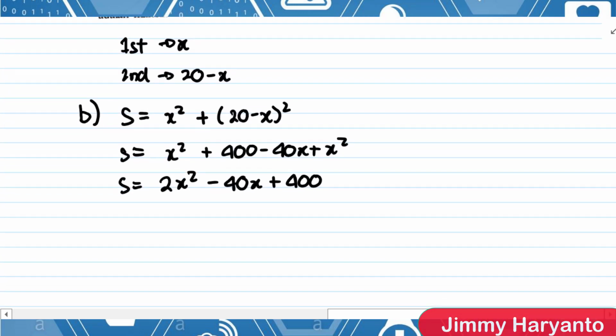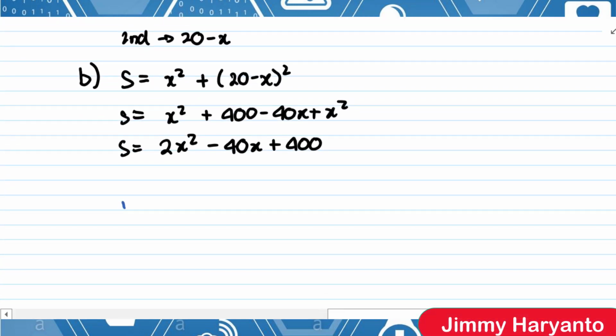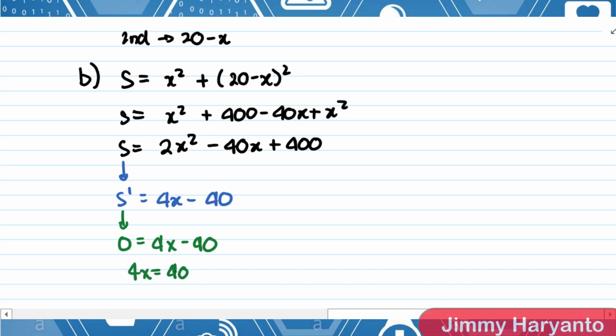And then you can find the minimum using differentiation. To find the minimum, you have to find the stationary point first. The derivative is 4x minus 40. That is the first differentiation. And then you have to make it 0. 0 equals 4x minus 40. You will have 4x equals 40, x equals 10.